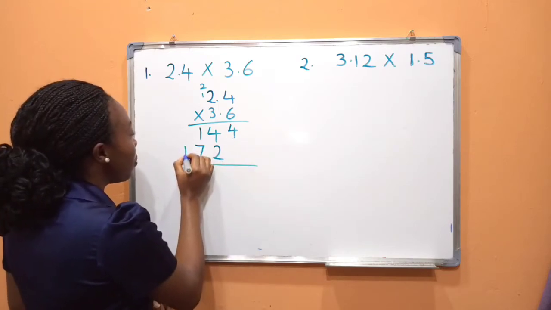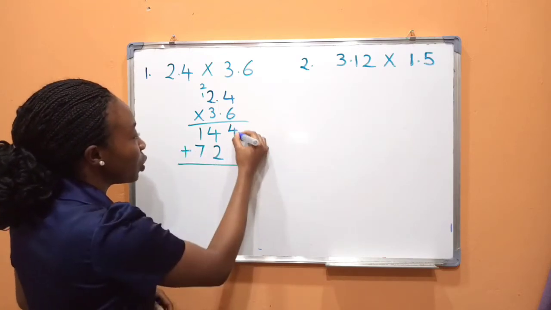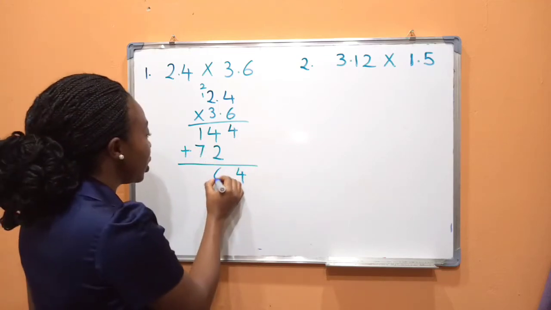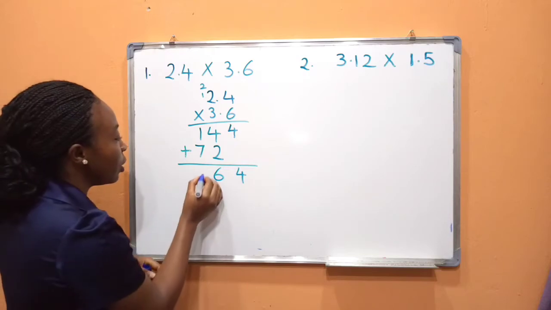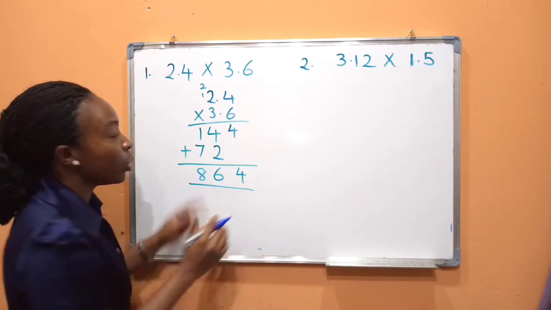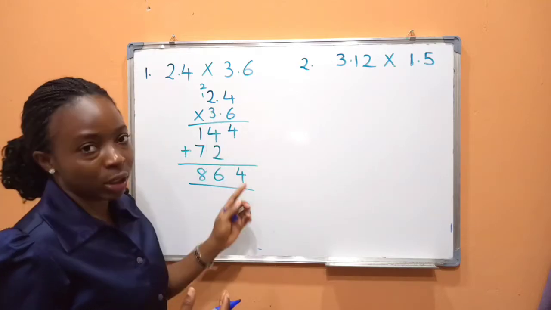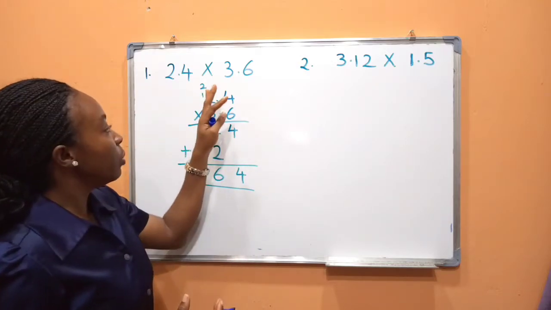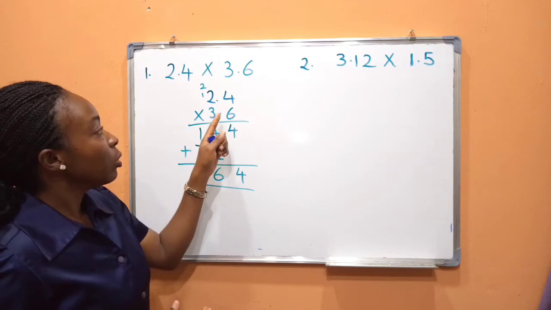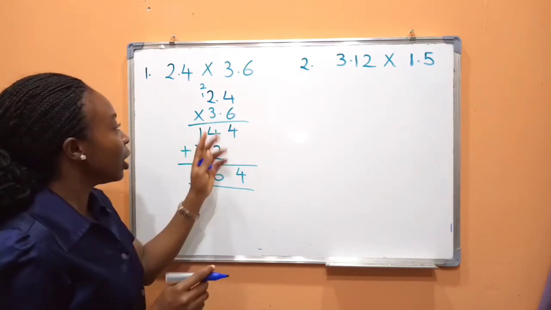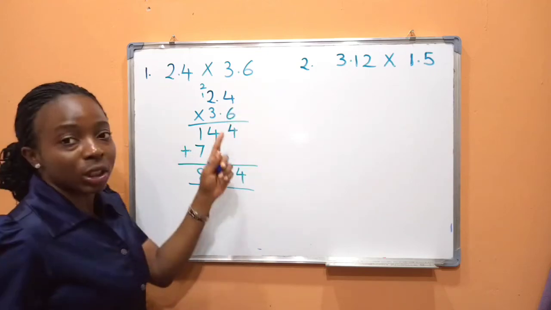Then we put our plus sign. Then we are going to sum it up. We're going to have 4. 4 plus 2 gives us 6. And then 1 plus 7 gives us 8. Now we are done multiplying it. We can now consider the points. Okay? What we did, we multiplied without considering the points. We ignored the points as if they don't exist. Now that we are done, let's consider the points.